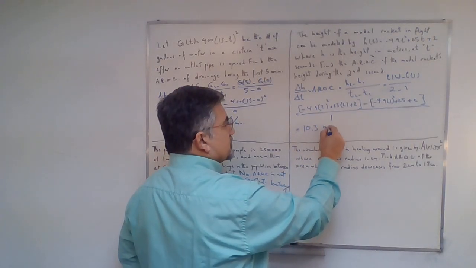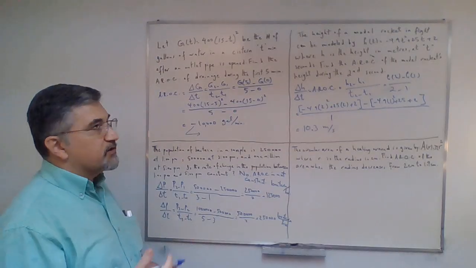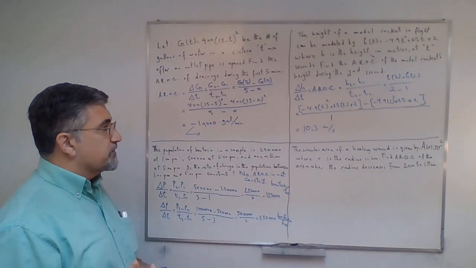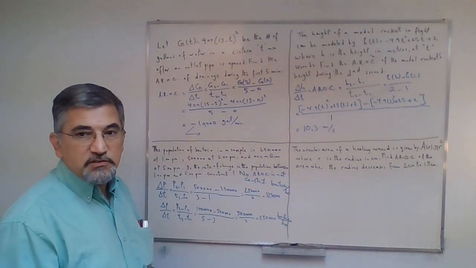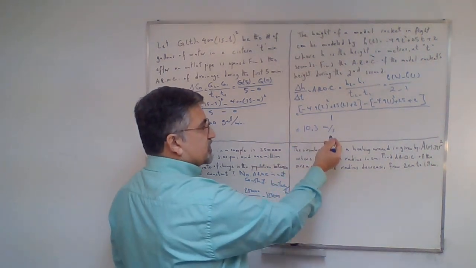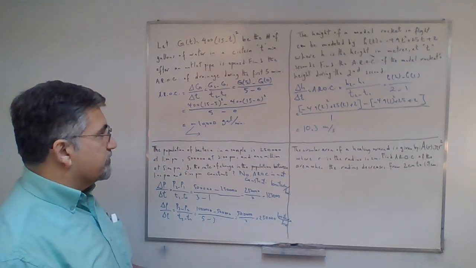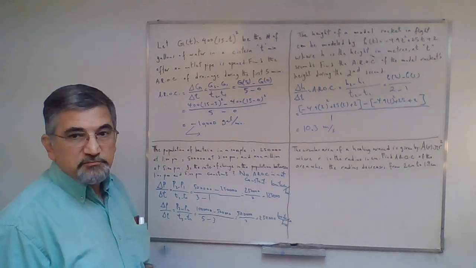And the answer would be 10.3 meters per second. The numerator is measured in meters. That's the height of the model rocket, and the denominator is measured in seconds. It's time in seconds. So meters per second would be the unit of measurement for this rate of change. Why is it positive?